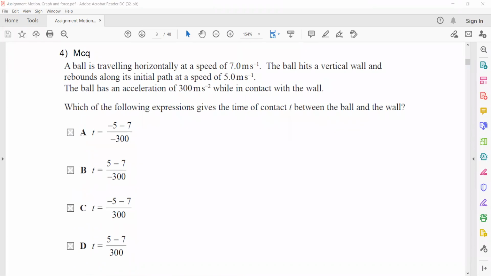In question 4, a ball is traveling horizontally at a speed of 7 meters per second. The ball hits the vertical wall and rebounds along its initial path at a speed of 5. So the ball is traveling and then it rebounds. It changes the direction. The ball has an acceleration of 300 meters per second squared. So acceleration is given as 300 meters per second squared.